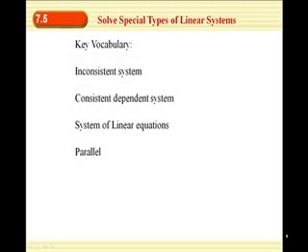Okay, Algebra 1, this is the last lesson we're going to do in Chapter 7, solving special types of linear systems. If you will look in the book with me on page 459. An inconsistent system, we just had before we had a consistent system and it had one solution. An inconsistent system has no solutions. A consistent dependent system is a system with many solutions.